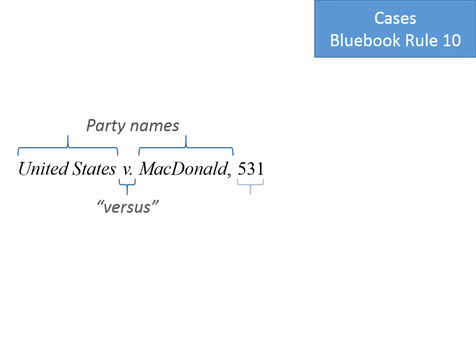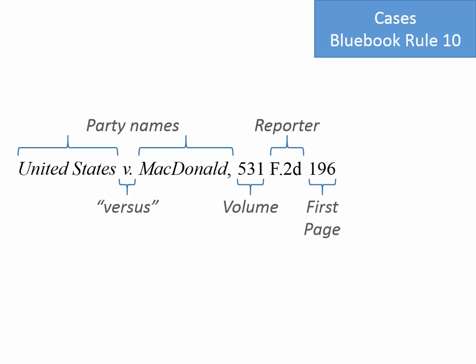Following the names is the volume number of the reporter. In order to maintain consistency between print and online legal resources, the volume number is still used in citations where the case is printed in a book. The same goes for the name of the reporter, which follows the volume number, and the page number. Lastly, in parentheses, you will find the jurisdiction and year of the opinion.